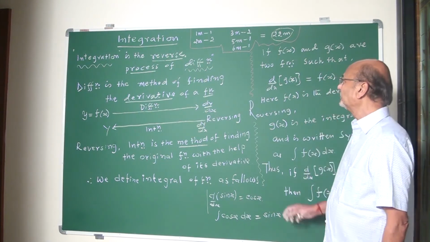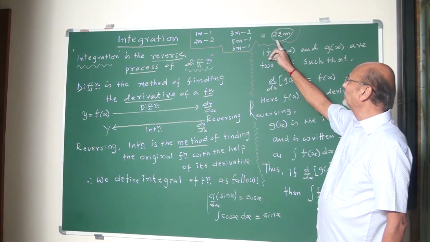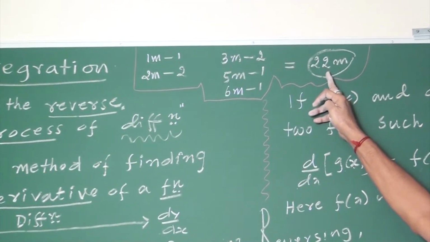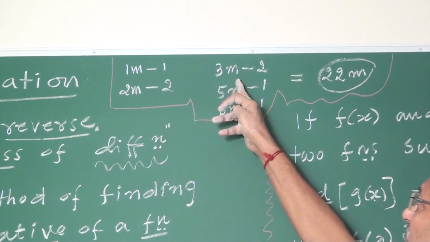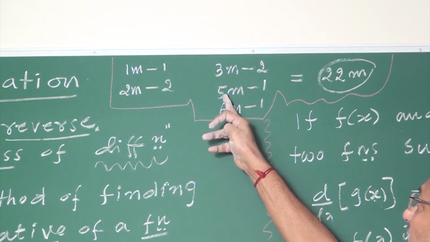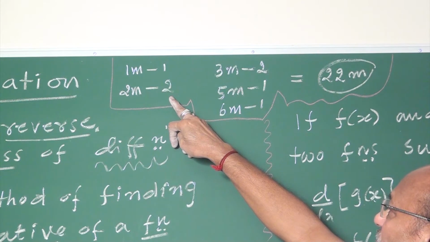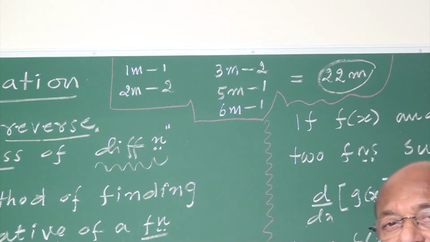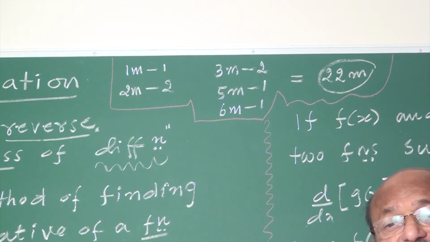Friends, even in the board exam, the contribution of integration among 100 marks is very good. Totally 22 marks are related to your board exam. 1 mark, 1 question; 2 marks, 2 questions; 3 marks, 2 questions; 5 marks, 1 question; 6 marks, 1 question. That totals 22. It is good enough. Even in the CET, you get around 5 to 6 examples in integration.